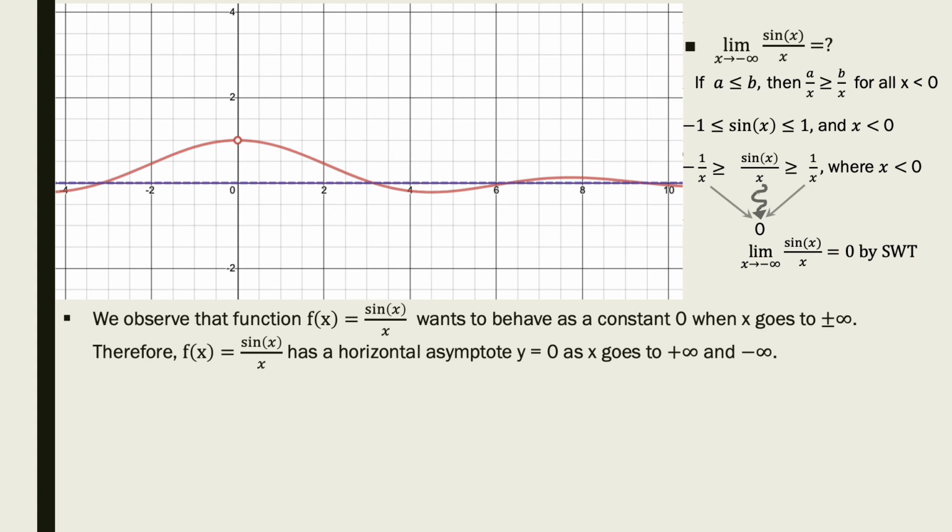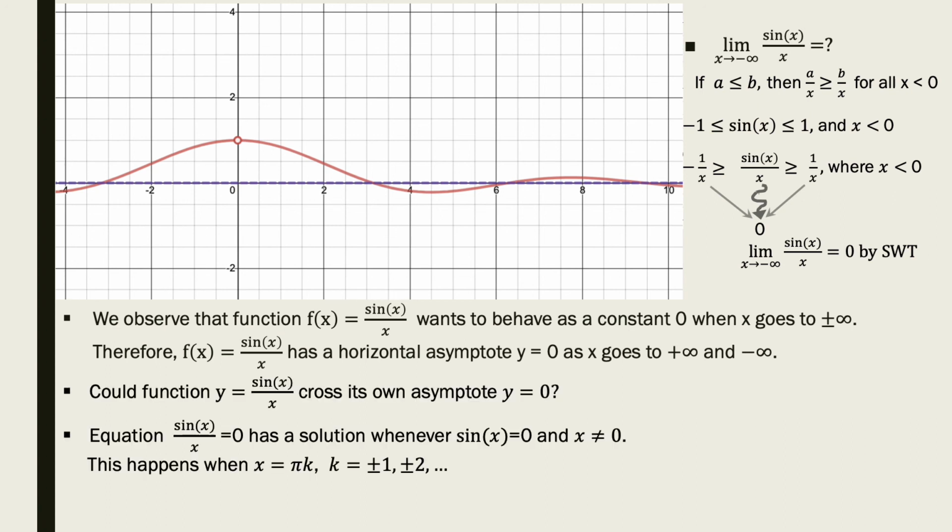When we think about the graph of sine of x over x and the horizontal asymptote drawn in purple, you notice how our function seems to cross its own horizontal asymptote. Could a function cross its own asymptote? Well, of course it can. Nowhere in the definition does it say that an asymptote can never be crossed.